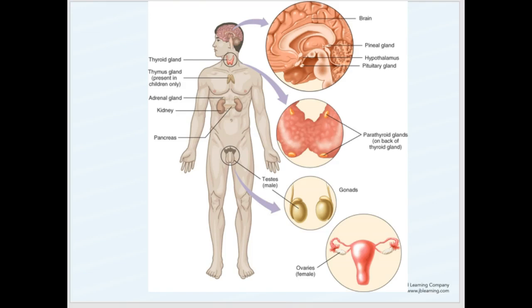Now, I just want to mention that the endocrine glands and system secrete hormones. In contrast, we have exocrine glands, which secrete things such as tears, saliva, sweat onto the surface of the skin. So endocrine secretes hormones. Exocrine is going to secrete things, like I said, such as tears, sweat, saliva.